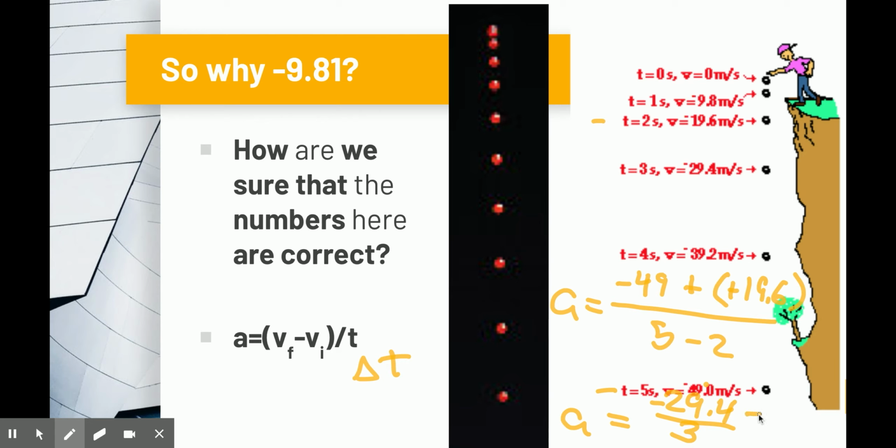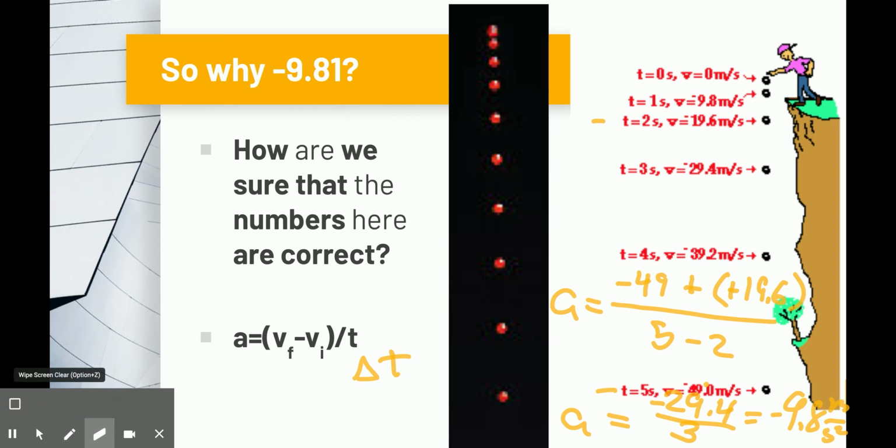And what do you know? That's equal to negative 9.8 meters per second squared. Remember, acceleration is meters per second squared because we're changing in meters per second every second. That's what an acceleration is. And if you actually do the math here, if we were to compare 3 to 0, we would have the exact same thing as what we did right here. Negative 29.4 divided by 3 gives us negative 9.8. Cool. Awesome. Math is pretty neat.